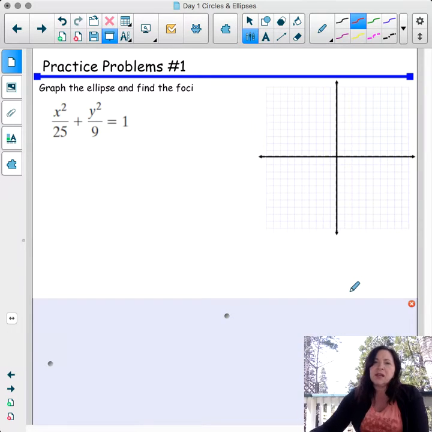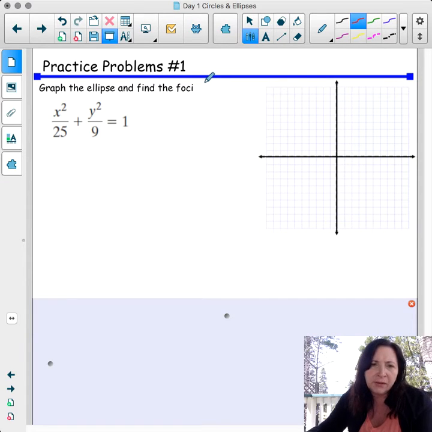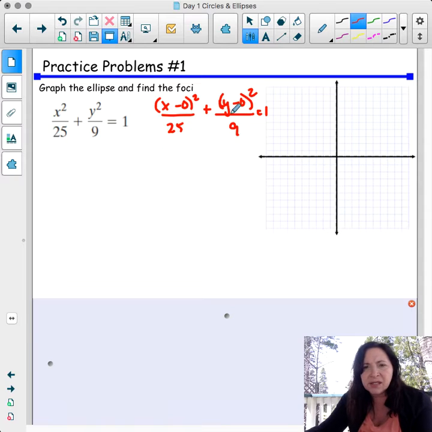So let's practice. Graph the ellipse and find the foci, and basically you're going to find all the parts. What you need to notice for this equation right here is that this can be rewritten as (x minus 0) squared over 25 plus (y minus 0) squared over 9 is equal to 1. What this has done is said that because there's no value, no h, k, my center is at 0, 0. So there's my center.